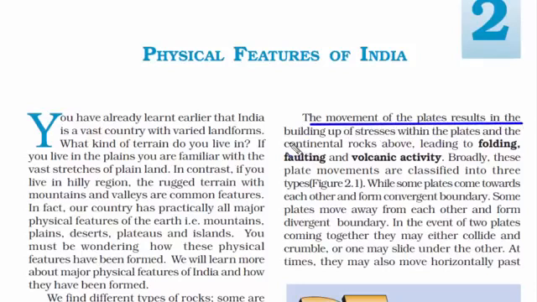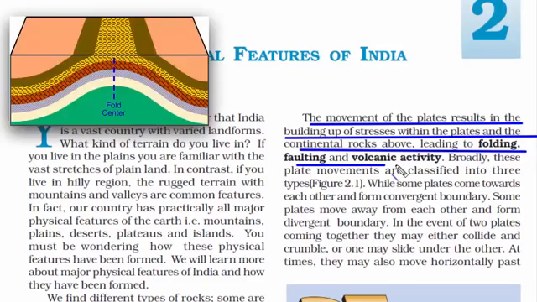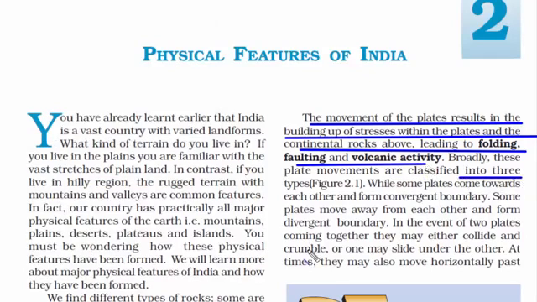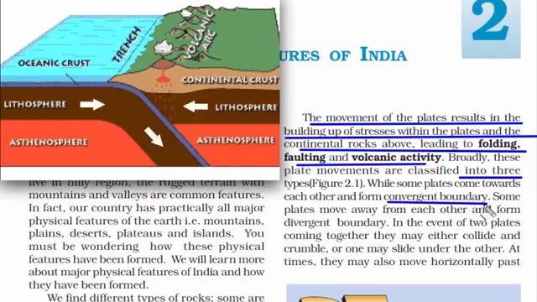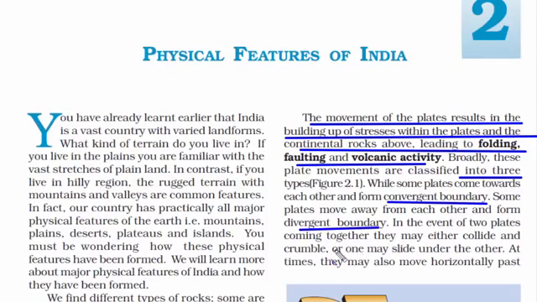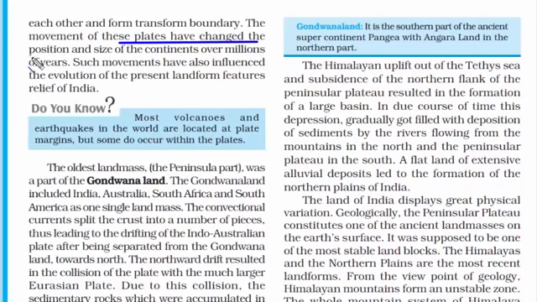And when these plates move, they build up stress within and the rocks above collide, or sometimes a large chunk of soil gets separated, leading to folding, faulting and volcanic activity. These plate movements are classified into 3 types. While some plates come towards each other and form a convergent boundary, some plates move away from each other and form a divergent boundary. In the event of 2 plates coming together, they may either collide or crumble, or one may slide under the other. At times they may also move horizontally past. The movement of these plates has changed the position and size of the continents over millions of years.